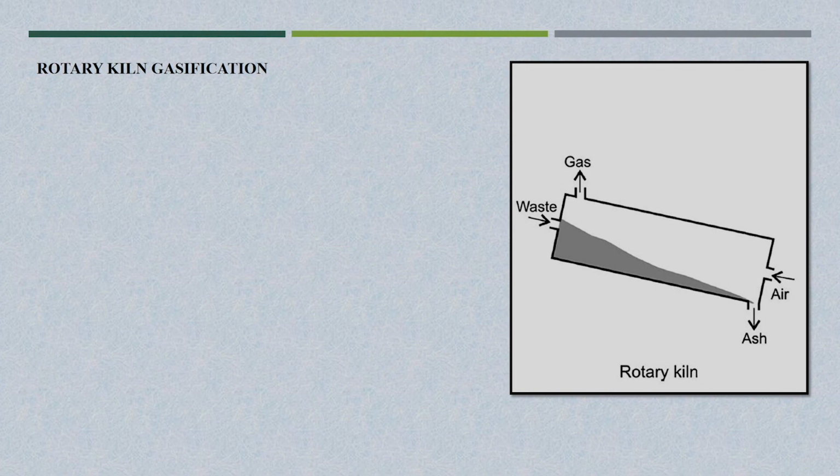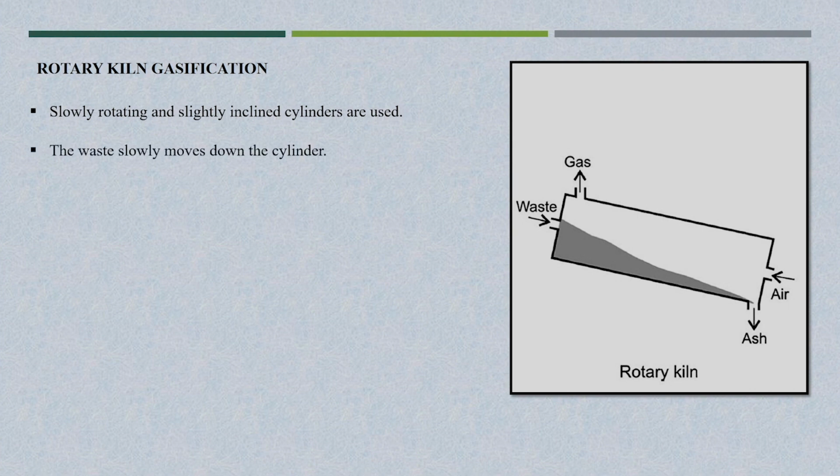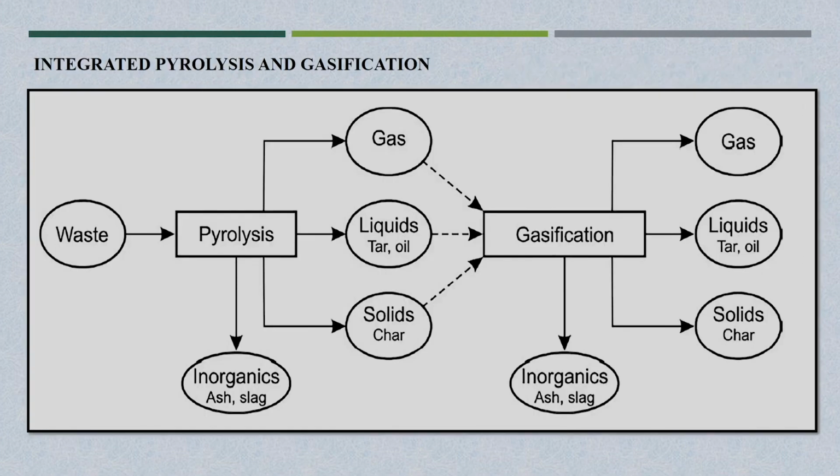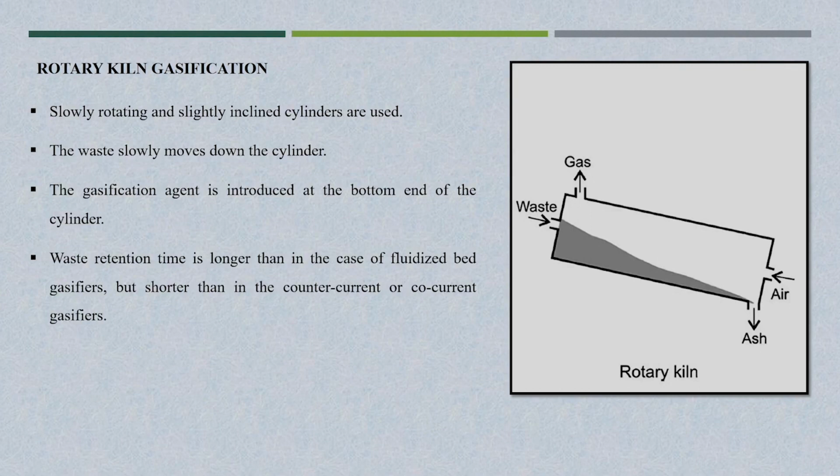And this is the rotary kiln gasification. Slowly rotating and highly inclined cylinders are used. The waste slowly moves down the cylinder and the gasification agent is introduced at the bottom end of the gasifier. So, the waste retention time is longer than in the case of a fluidized bed gasifier, but shorter than in the counter current and co-current gasifier. Okay. So, these are a few gasifiers.